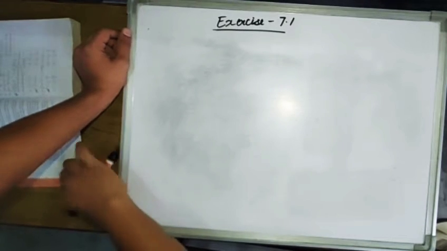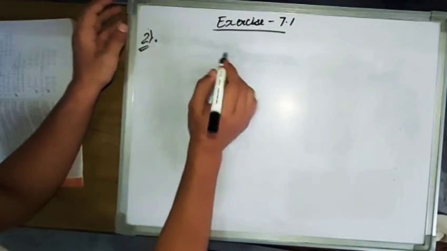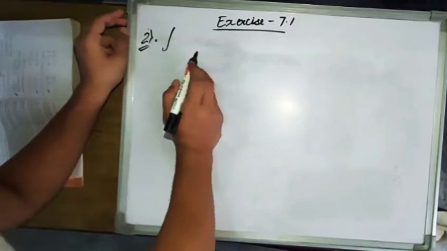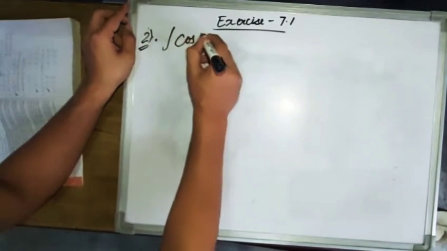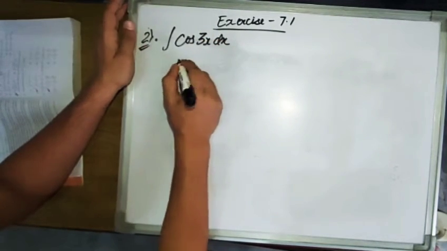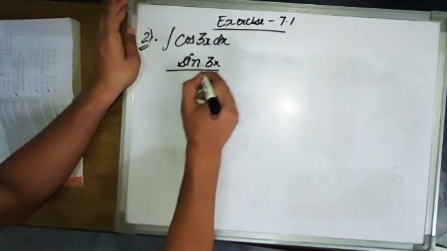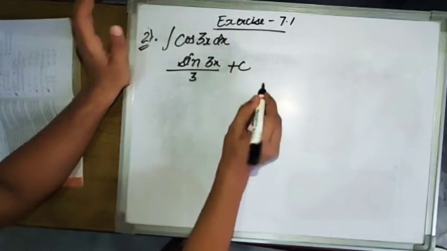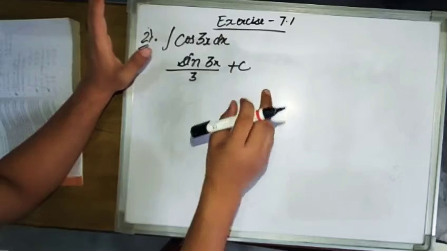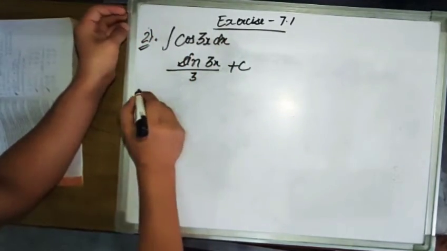Now let's move to our second question, which is cos 3x. We will solve it in the same manner. I am finding out the integration and solving the question in a very fast manner. Integration of cos 3x dx is simply sin 3x upon 3 plus c. This c is used to describe that some constant term is left, which we cannot find out from the cos 3x term.